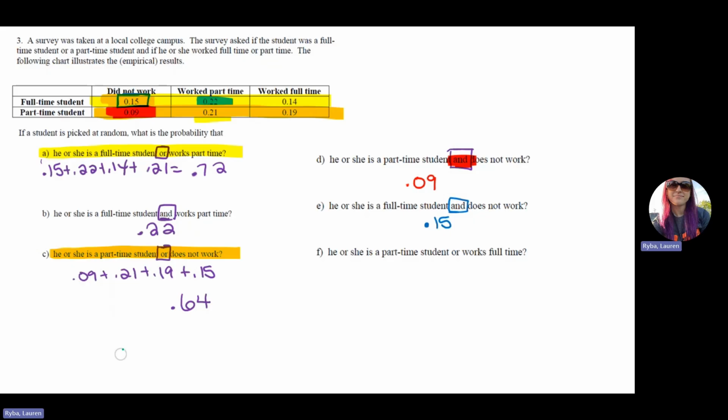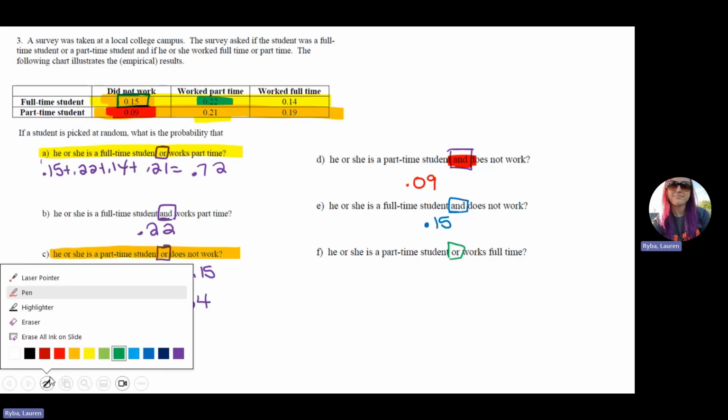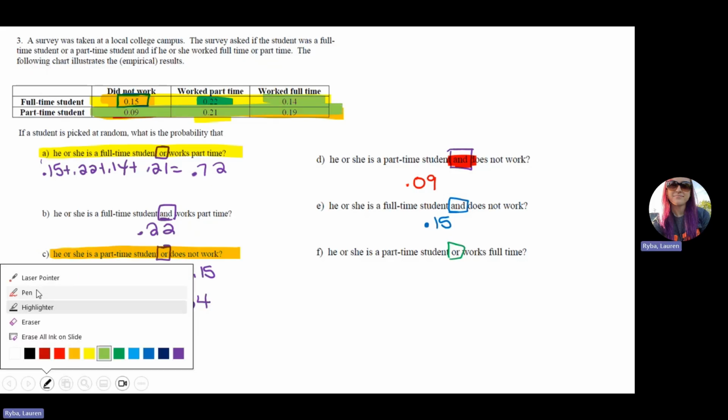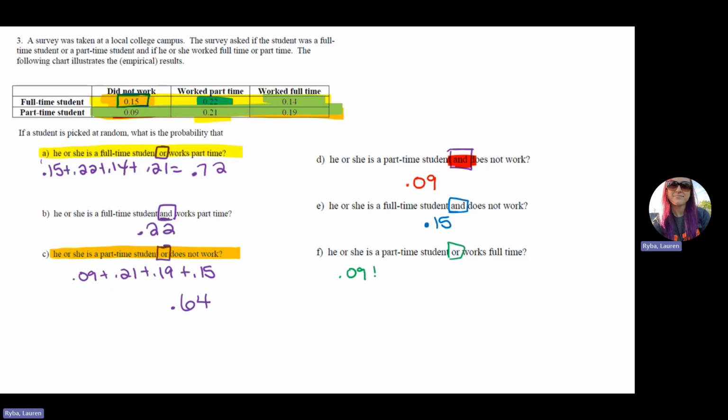And then our last question is an "or" question. He or she is a part-time student or works full-time. So part-time student is down here. Works full-time also combines that one in there. So 0.09, 0.21, 0.19, 0.14. 19, 23, 2, 3, 4, 5, 6, 0.63.